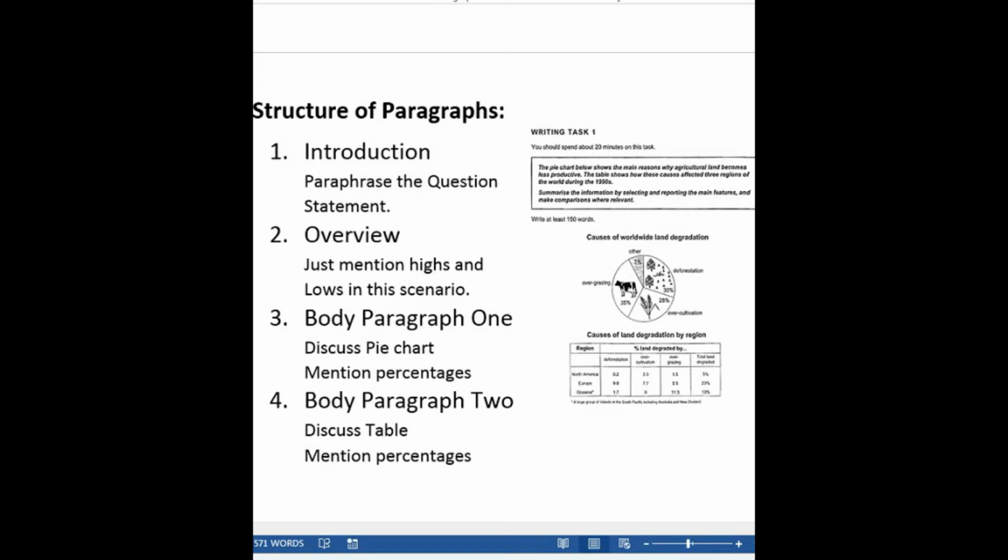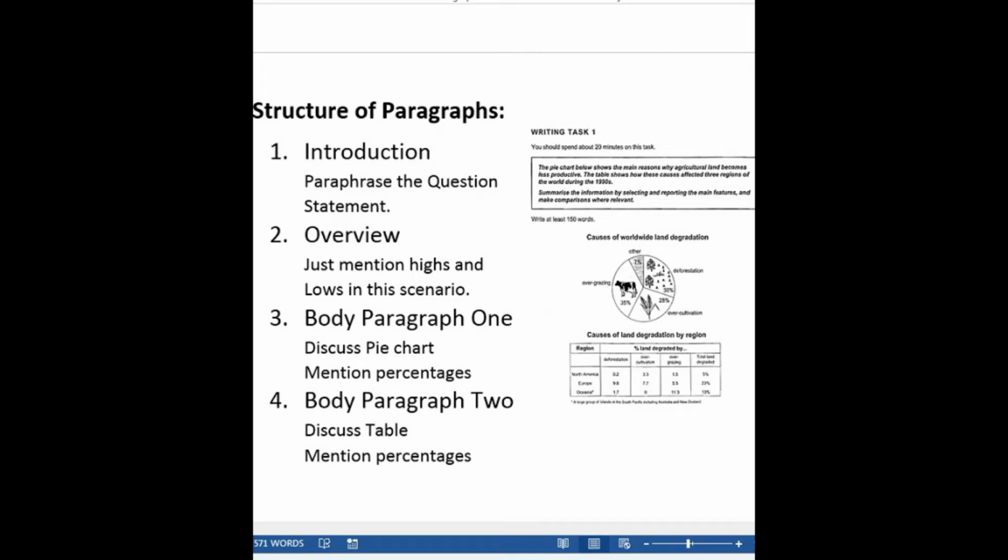Next we are going to have the overview paragraph, and here we will merely mention highs and lows in this scenario. I mentioned high and low values, but you can have your choice. If you find another choice, the point is that it should be generic in nature, and no number should be mentioned over here. You're not going to write percentages or any number over here.